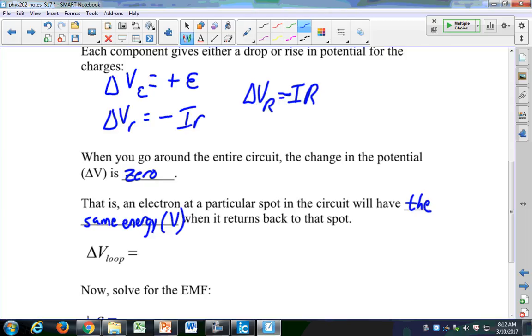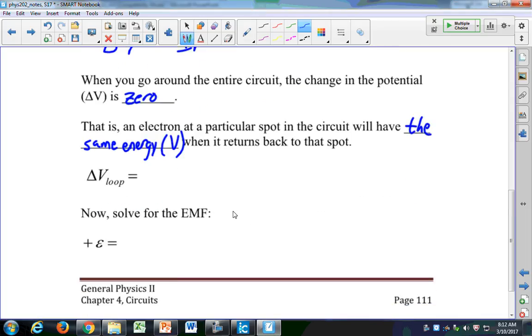So now we can come up with the loop rule. The loop rule says that the sum of the potentials across a closed loop, that is you start and finish at the same point, is equal to 0. So in this case, I would have positive EMF minus the potential across the resistor minus the potential across the second resistor. That's all equal to 0. That's the loop rule for that particular circuit. We're going to use the loop rule a lot. We'll use it as we deal with combination circuits, and then we'll also use it with multi-loop circuits.